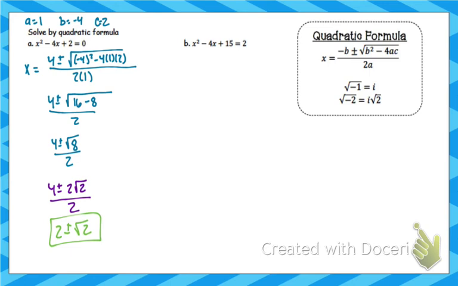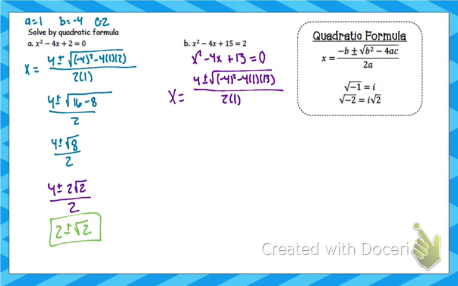All right, so with quadratic formula, just like we did with factoring, we have to set these equal to 0 first. So I'm going to subtract the 2, and then I'll do -b plus or minus the square root of b squared minus 4ac all over 2a. And then we'll simplify what's in the square root. So that's going to be 16 minus 4 times 13, which is 52. 16 minus 52 is a -36.